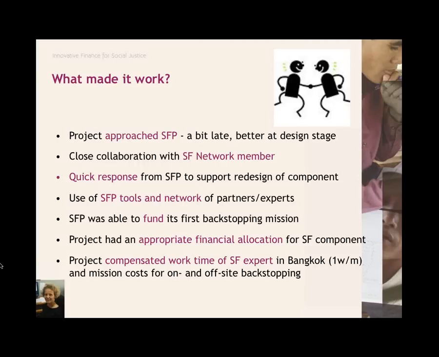It leads me to the second factor, that is a close collaboration with Hideki, who is a member of the Social Finance Network. Hideki has been very helpful, linking us not only with this project in Nepal, but also with other projects in South Asia, such as in Bangladesh and in India. SFP was also very responsive to support this project in Nepal, and we were able to allocate time for mission and backstopping on a very short notice. We do commit to be responsive to your request in the future, so please feel free to contact us.